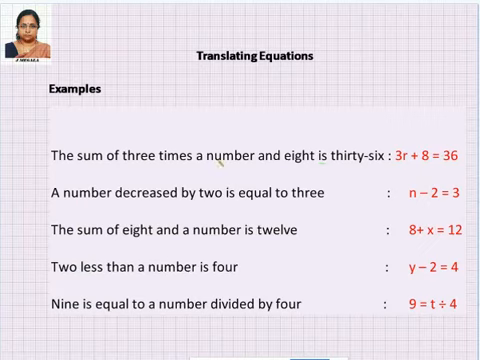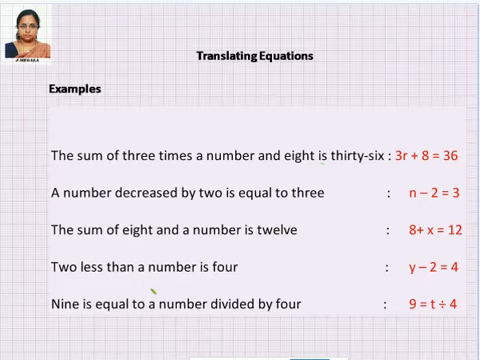Sum of 3 times a number. We don't know what the number is, so you assign a variable for it. 3 times a number is r into 3, and you're adding 8 along with it, so 3r plus 8. Similarly, the number is decreased by 2, therefore n minus 2. Sum of 8 and a number is 12, so 8 plus x is equal to 12.